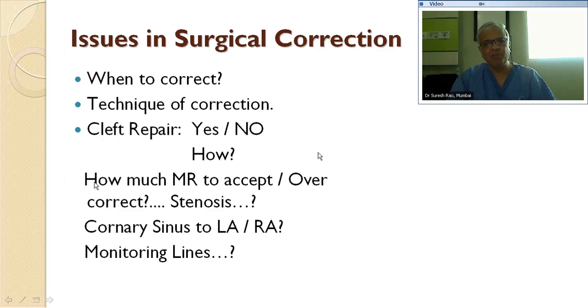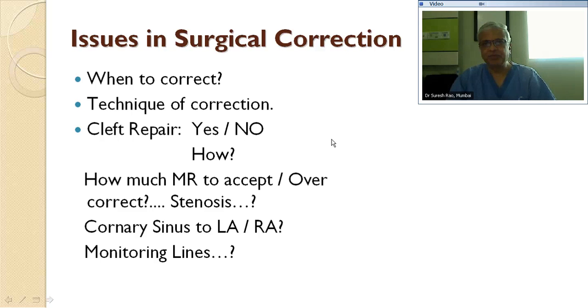How much MR to accept, and whether to overcorrect leading to stenosis? I don't think we should accept more than trivial to mild MR at most. Anything more than moderate is unacceptable, and we should not overcorrect and cause stenosis. Coronary sinus could be left into the left atrium to safeguard the AV nodal and conduction tissues if the left SVC is not draining into the coronary sinus. Otherwise, we'll have to take superficial bites and see that the coronary sinus is in the right atrium. And monitoring lines, it's always judicious to put in LA and PA lines in addition to arterial and CVP lines.